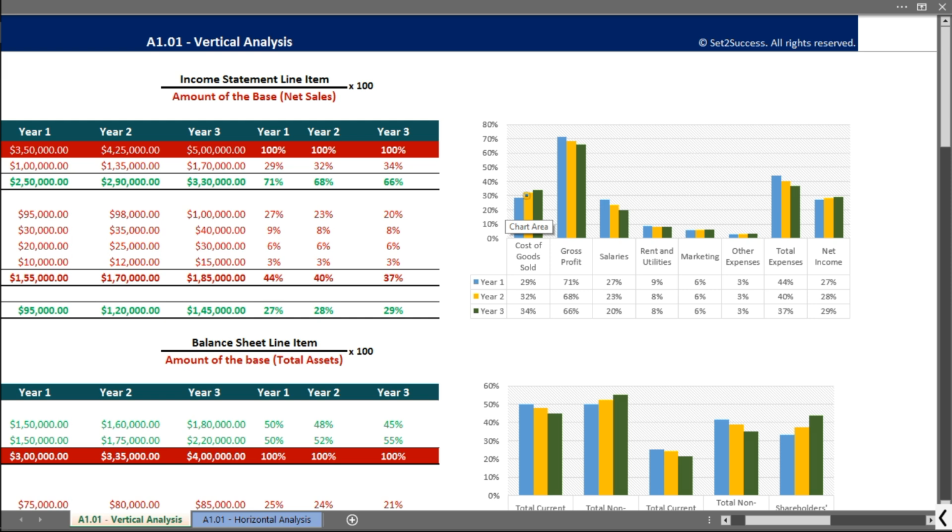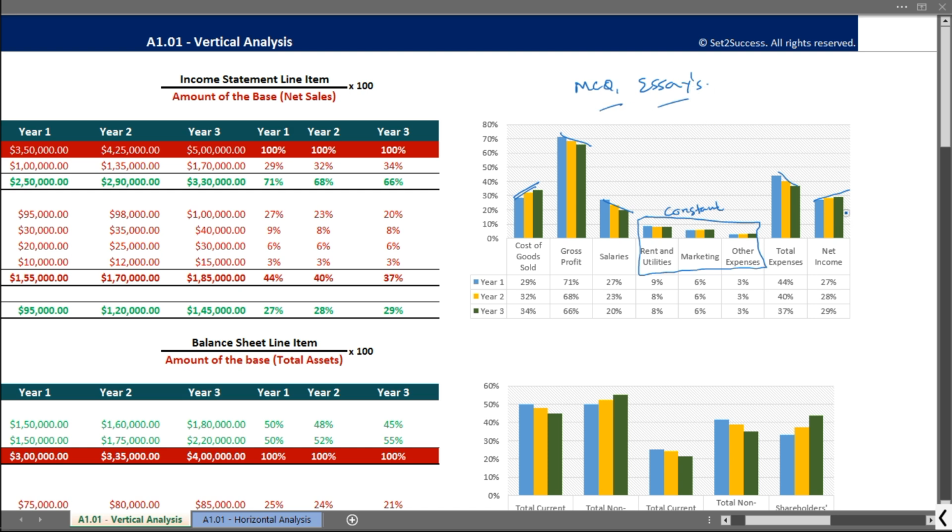So in this, what happens, your cost of goods sold has increased, your gross profit has decreased, your salaries expense has decreased, your rent and utilities, marketing and other expenses have remained constant, your total expenses has decreased, and your net income has increased. So in the MCQ and the essay section, the questions can be asked like this.